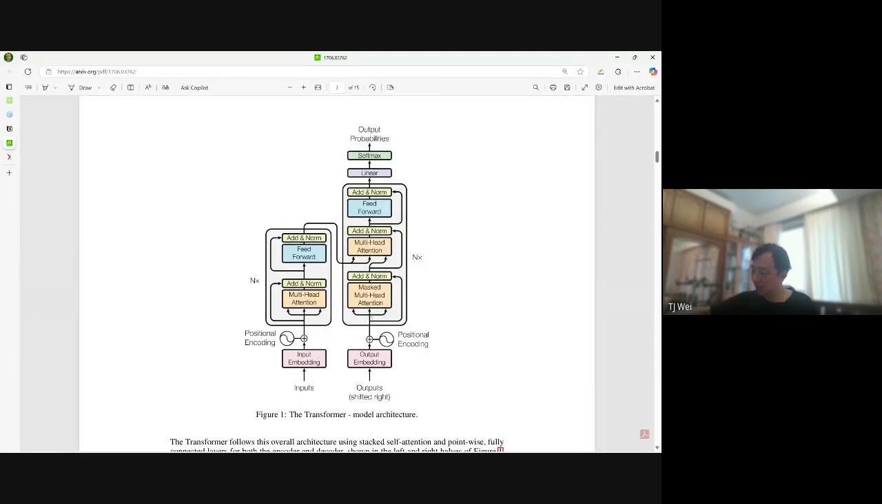Let me get a stylus so that I can write on it. So it consists of two parts. One is the encoder. Okay, so the stylus is not working. It seems my browser has a problem and it hangs. This is where I should be able to draw on the screen. I'll just explain directly today. Okay, so the left part is the encoder, and the right part is the decoder.